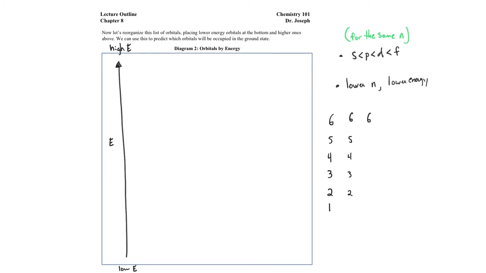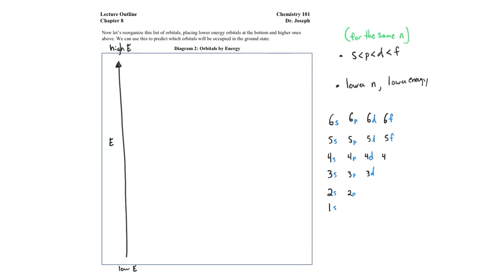We're going to make 4 columns of these. We're going to make one for the s orbitals, one for the p orbitals, one for the d orbitals, and one for the f orbitals, okay? So let's do that real quick. My third column here is 6, 5, 4, 3, and then 6, 5, 4. Now I'm going to put the orbital symbols next to each of these numbers. The first column is s orbitals, the second column is p orbitals, the third is d orbitals, and the fourth is f orbitals.